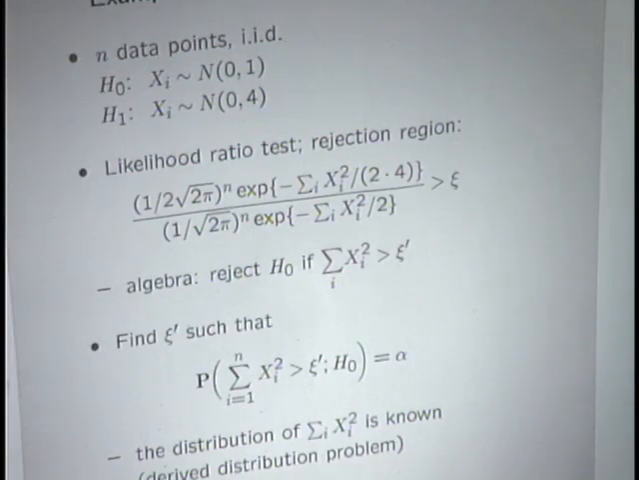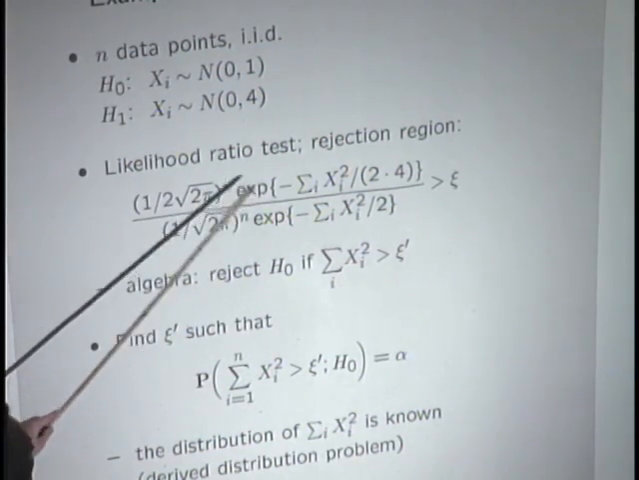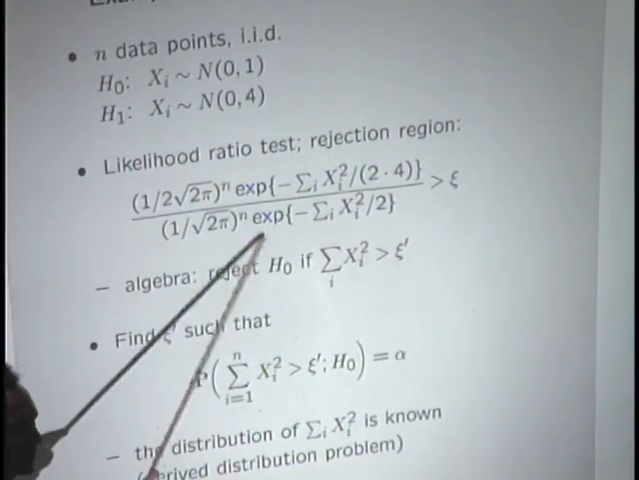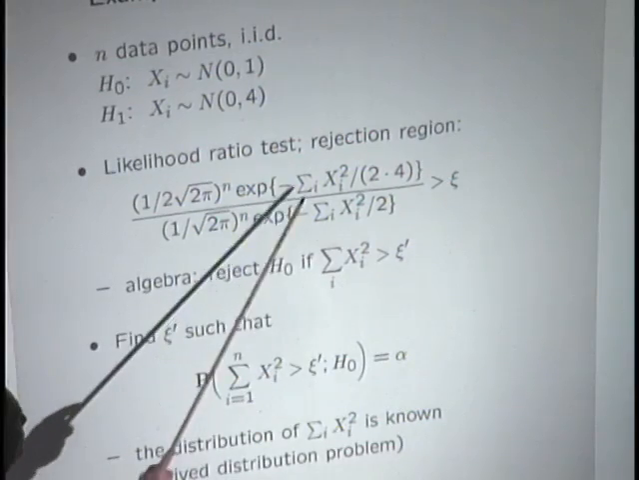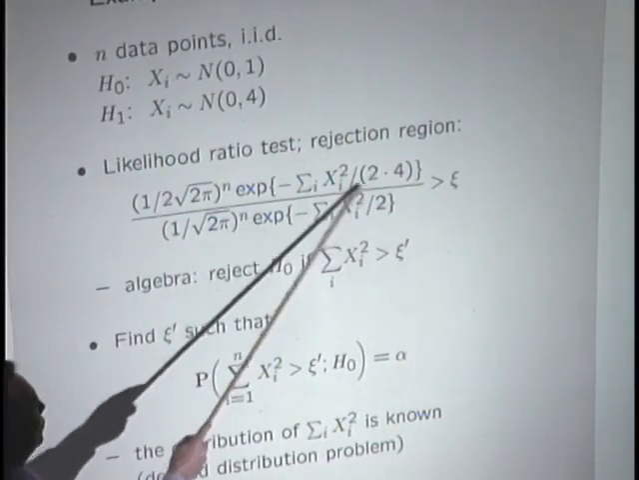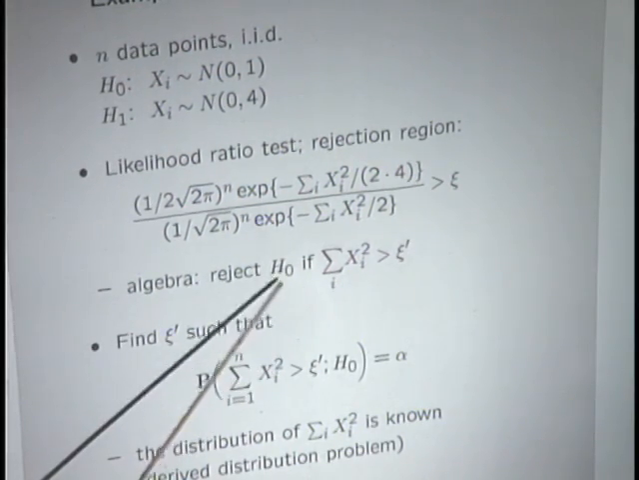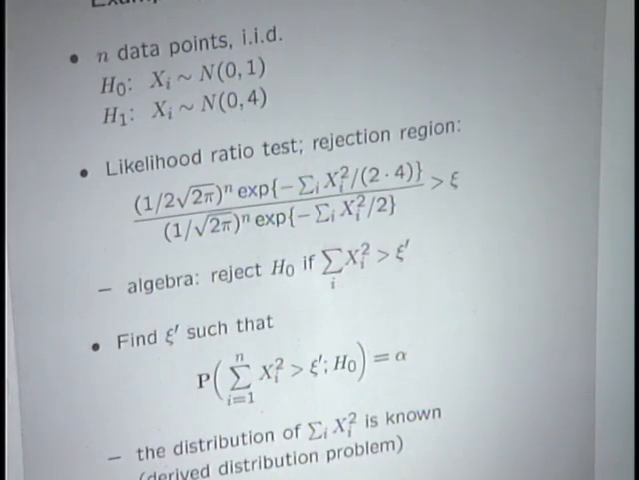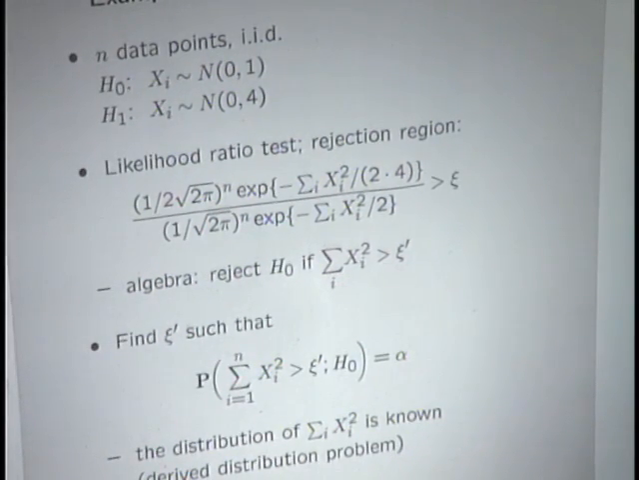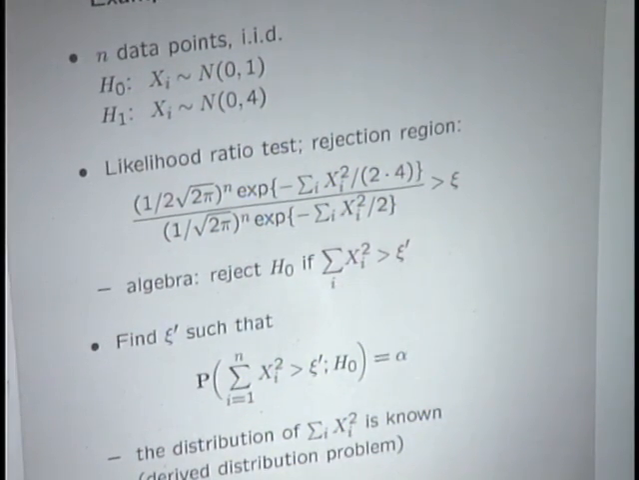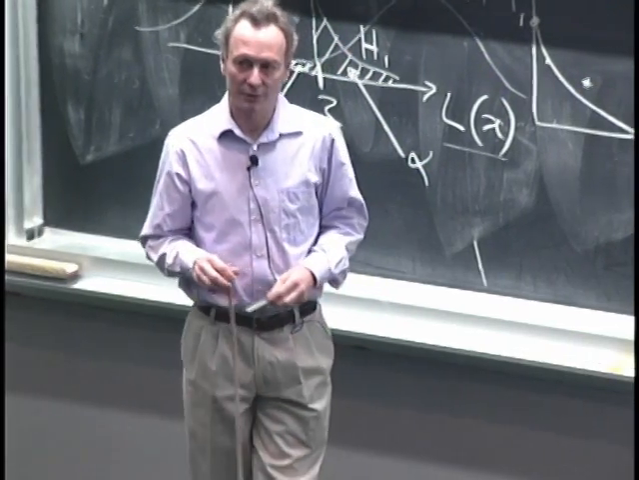And now you do some algebra. These terms are constants. Comparing this ratio to a constant is the same as just comparing the ratio of the exponentials to a constant. Then you take logarithms. You want to compare the logarithm of this thing to a constant. You do a little bit of algebra, and in the end, you find that the structure of the test is to reject H0 if the sum of the squares of the xi's is bigger than a threshold. So by committing to a likelihood ratio test, you are told that you should be making your decision according to a rule of this type. So this fixes the shape or the structure of the decision region, of the rejection region.